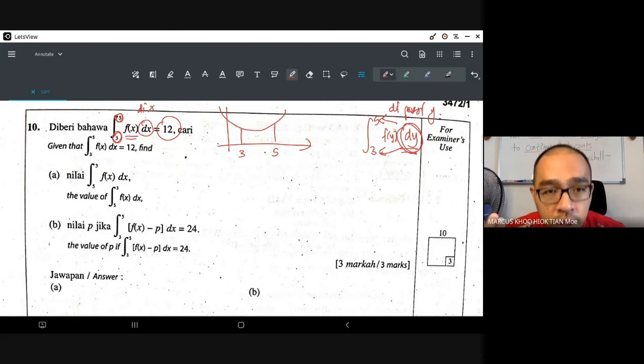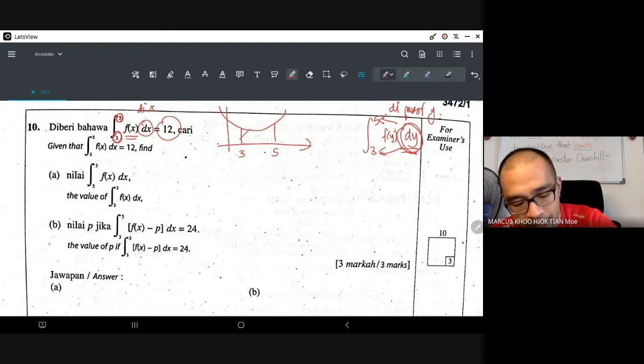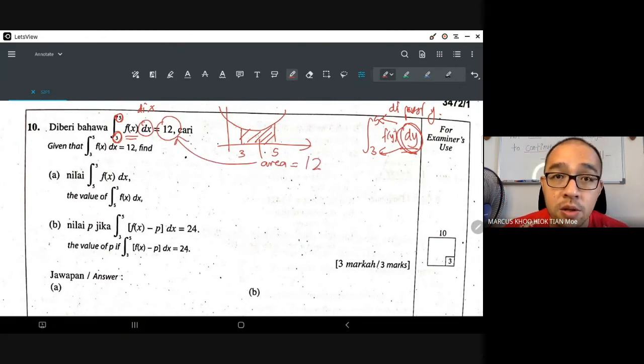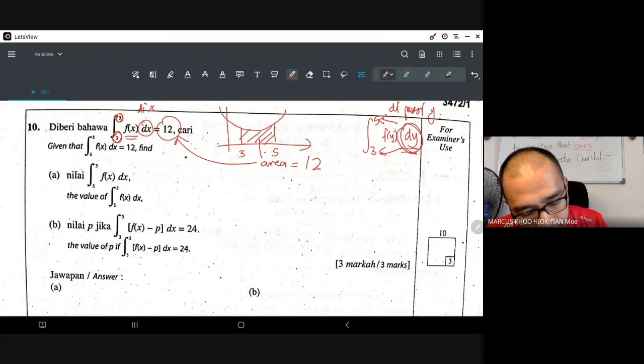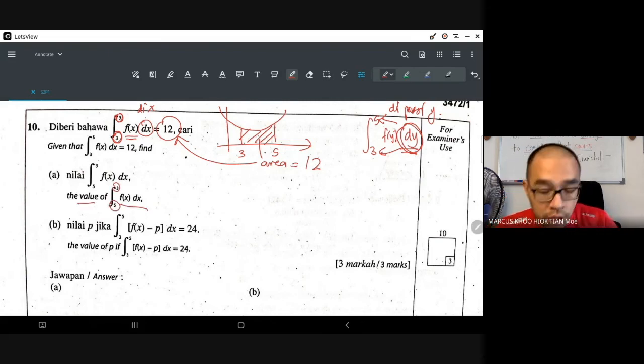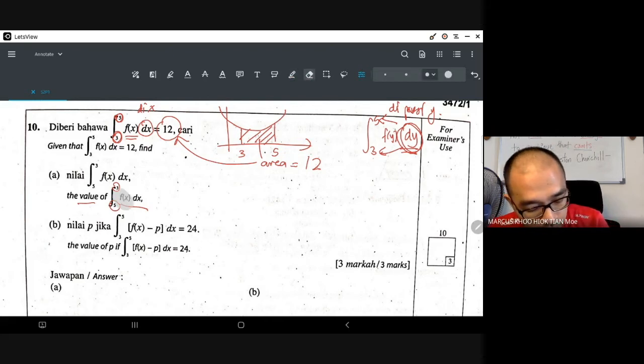All right, so the coordinates 3 and 5 are at the x coordinate. The integration means that this area equals to 12. So the first thing we want to do is to understand what this means. Now question A, find the value of the integration from 5 to 3 of fx dx. First thing you need to see is that the function is the same.